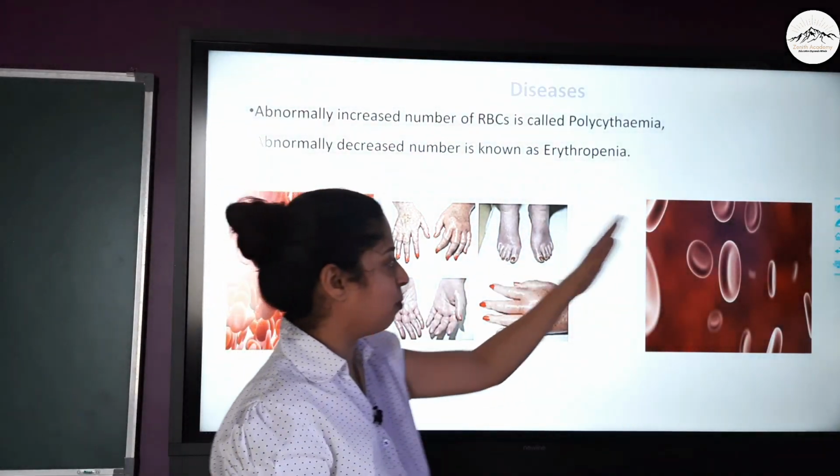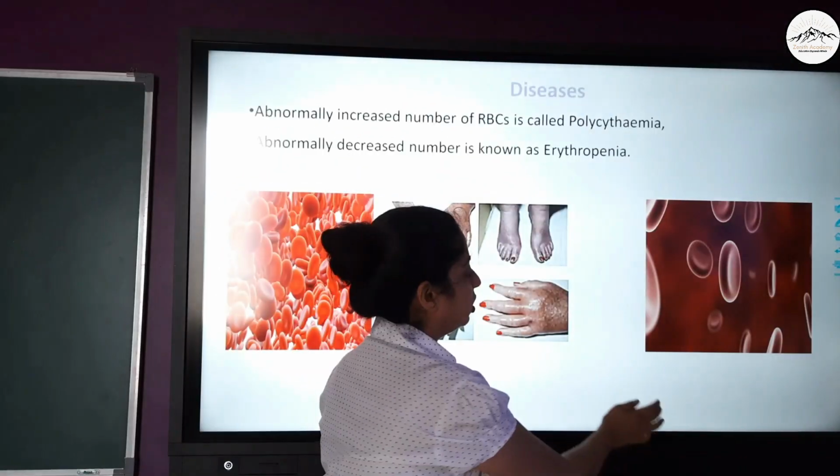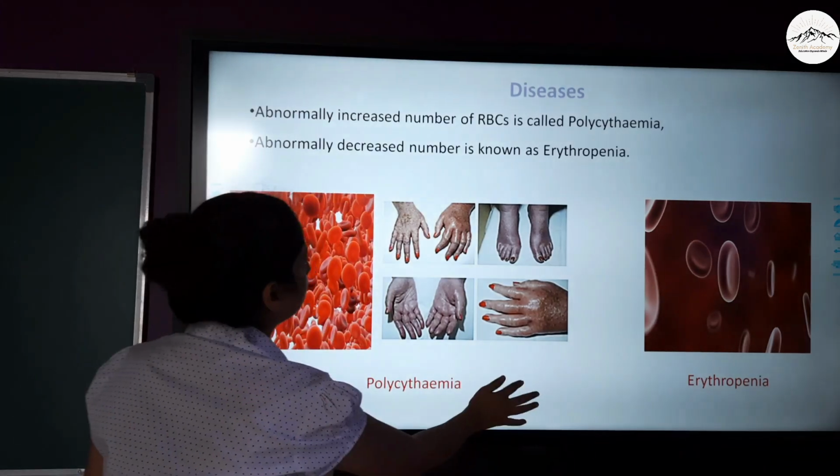Then an abnormally decreased number is known as erythropenia. So there is a very small number of RBCs in our blood. So this disease is known as erythropenia.